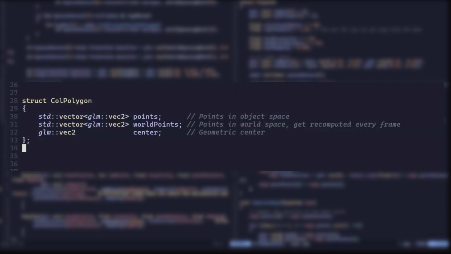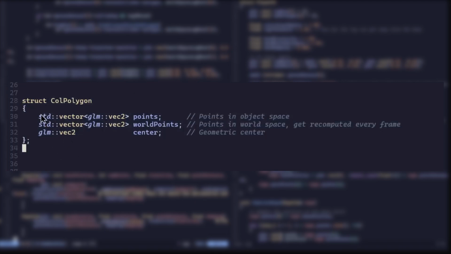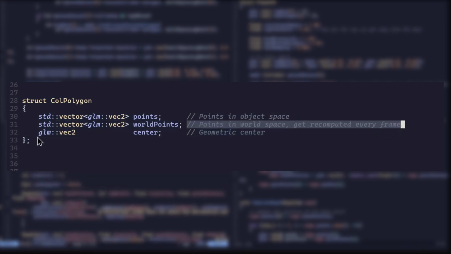And I represent the polygon as a vector of points in local space and a vector of points in world space. The local space points don't move, but the world space points do. And the local space points get converted into world space when the polygon moves or rotates.